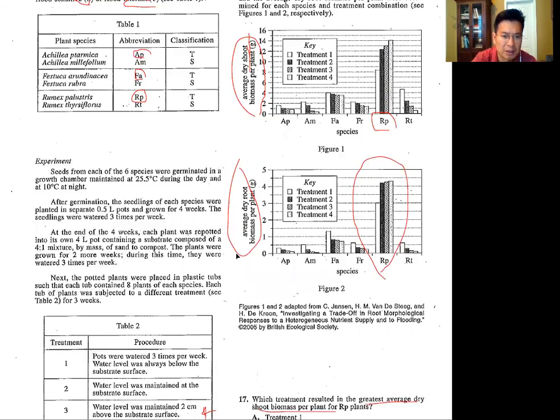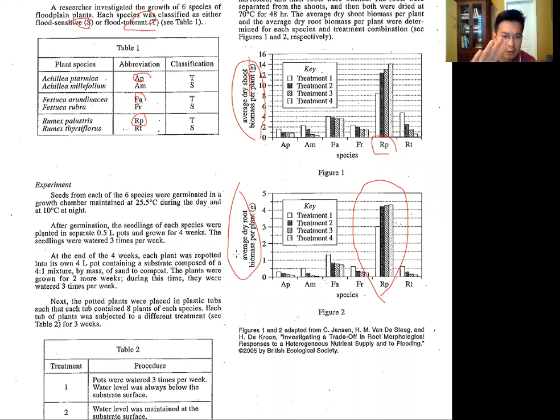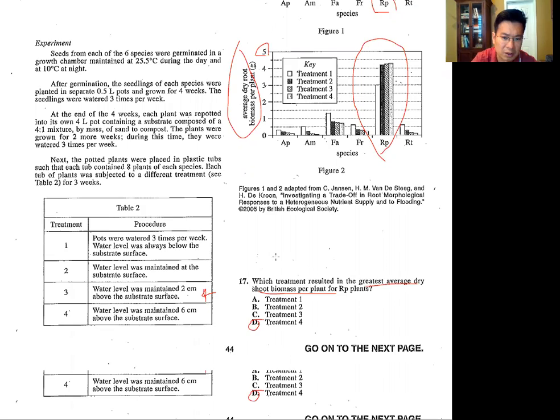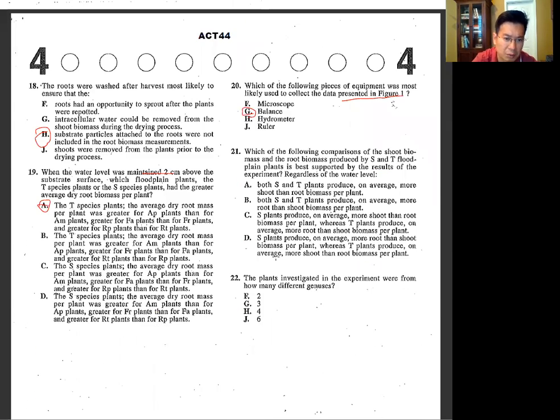So the shoot biomass and the root biomass, if you think about the overall idea of which one grows more, and also the scale itself is different. Shoot biomass scale is up to 16 and root biomass is only up to 5. So shoot biomass is much higher. Yeah, both of them produce, shoot biomass is much higher. So it's A.